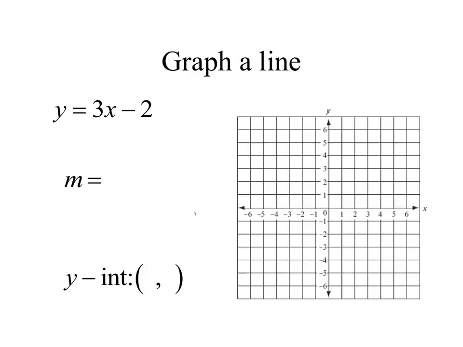So the form of this line is a little bit different. We do have y equals mx plus b, but for our m value, 3, it's not a fraction. So to help us when we graph this, we want to make it a fraction by writing it over 1. That way we can see that the rise is 3 and the run is 1.